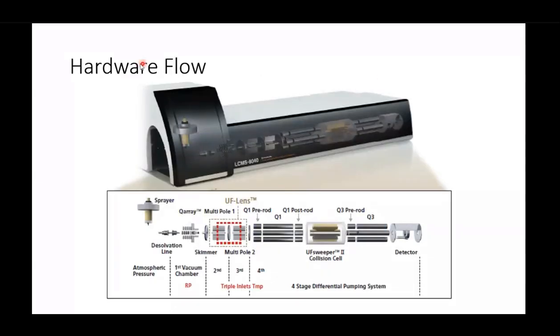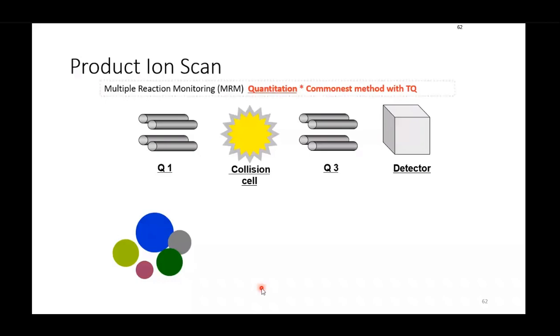Okay, so this is how the hardware flow is. You have an electrospray ion source, you have the first quadrupole, the collision cell, and the next quadrupole. So this is how the triple quadrupole LC-MS system looks. Okay, fine. So actually what happens then? Let us look at the situation. This is the first quadrupole. There is a collision cell with a quadrupole here. This is the third quadrupole, which is actually working as a mass analyzer.